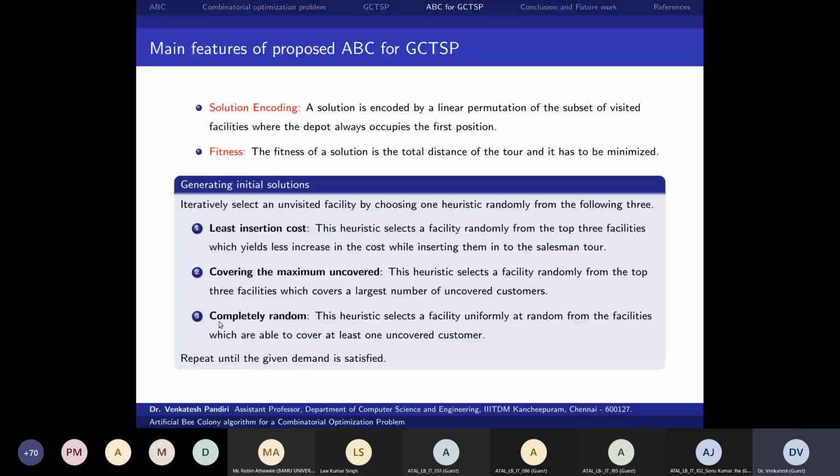And another heuristic is to take a completely random facility, which means you take some random facility and insert it into the initial solution. We keep on inserting these facilities until the given demand is satisfied. Suppose the given demand is 24, so we need to keep on adding these facilities until we meet the demand of 24. But then the interesting part comes: the order of the facilities also matters. So then we will try to solve the permutation problem in that.